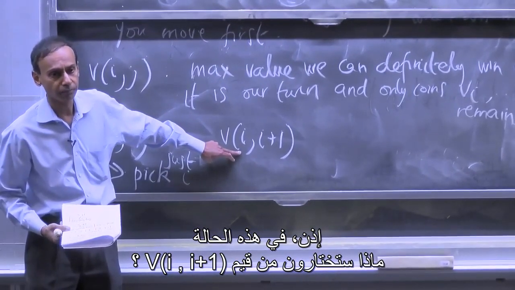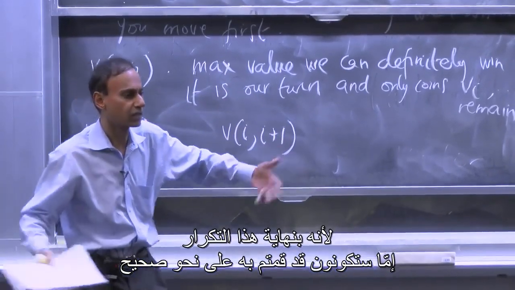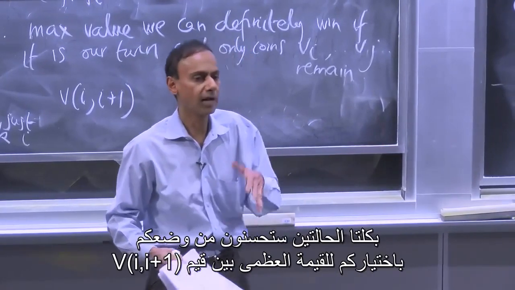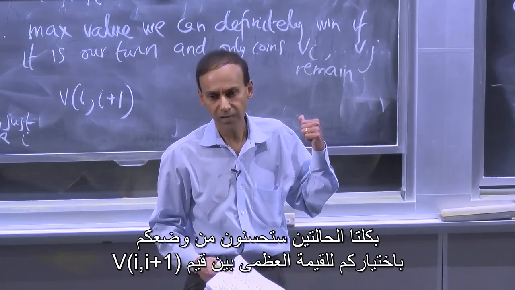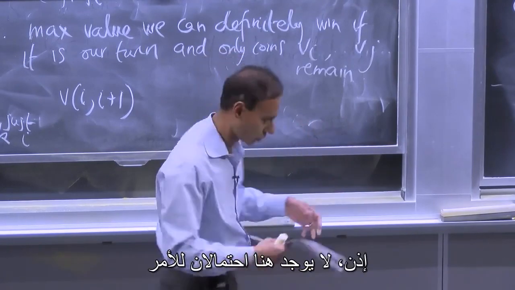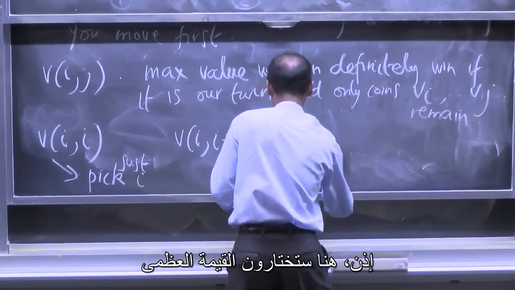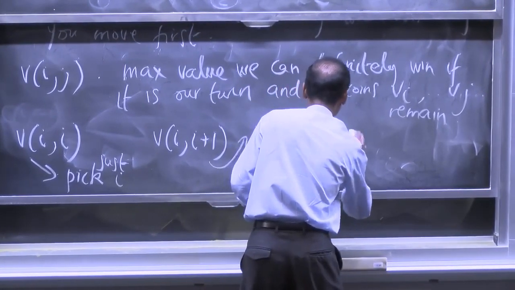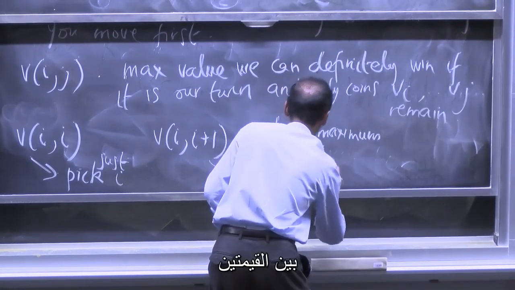And so in this case, what would you pick? Vi and Vi+1. You just pick the max, right? Because at the end of this, either you did it right or you did it wrong. Either way, you're going to improve your situation by picking the max of Vi or Vi+1. So there's no two things about it. So here you're going to pick the maximum of the two.